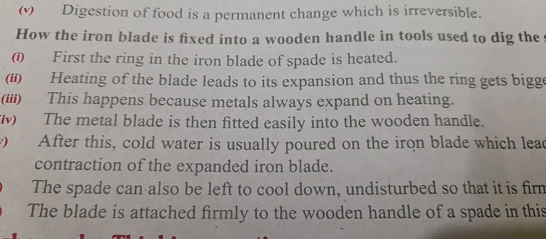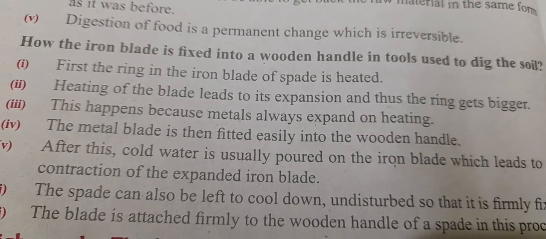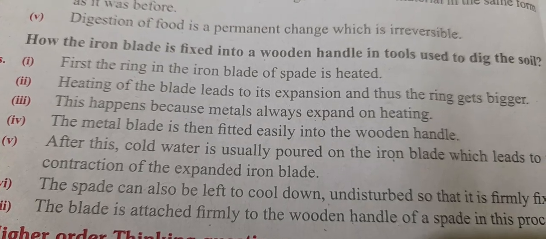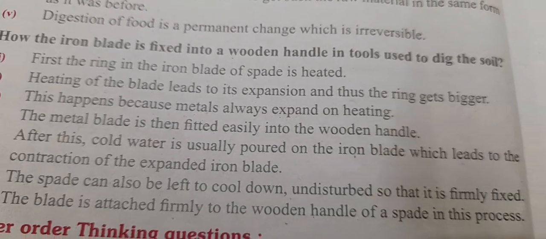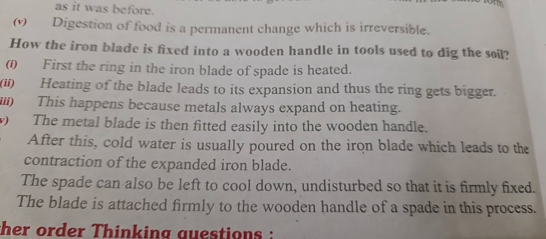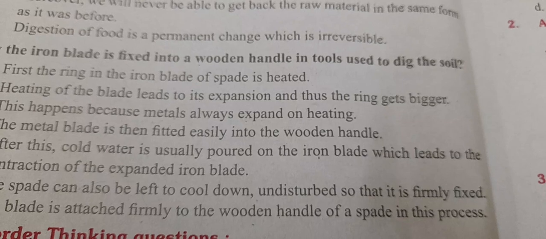After this, cold water is usually poured on the iron blade, which leads to the contraction of the expanded iron blade. The spade can also be left to cool down so that it is firmly fixed. The blade is attached firmly to the wooden handle of a spade in this process.